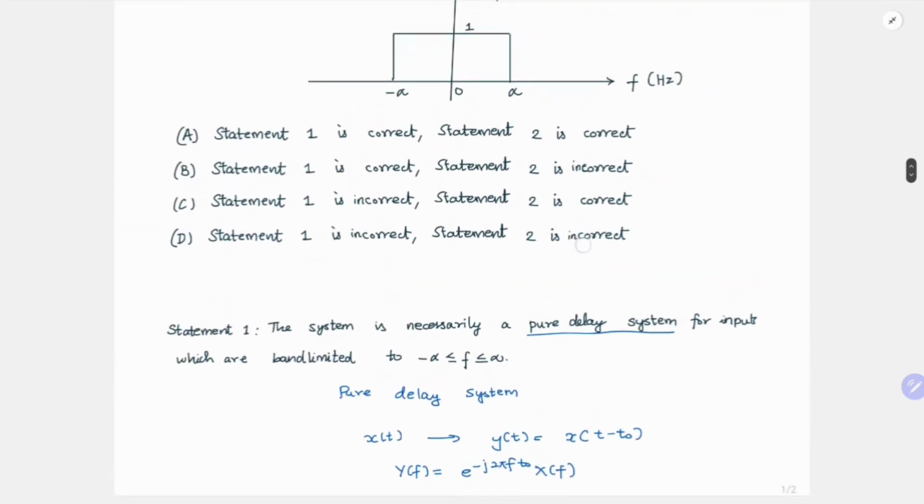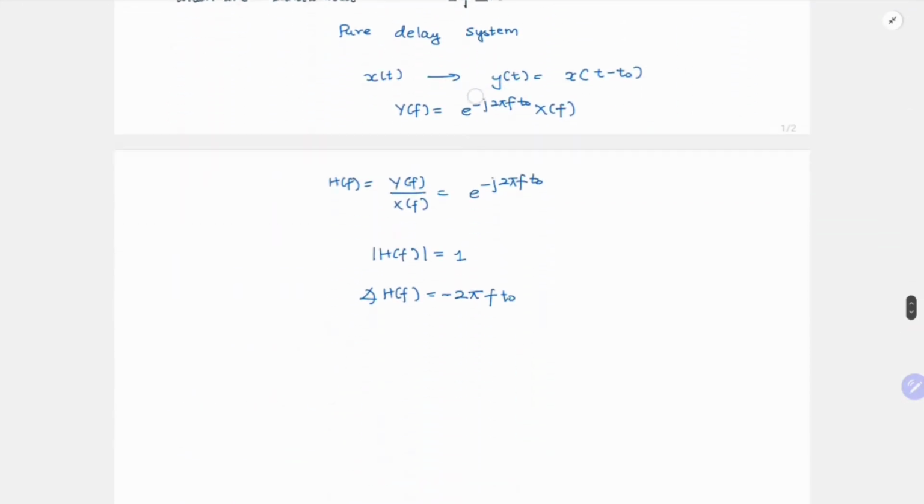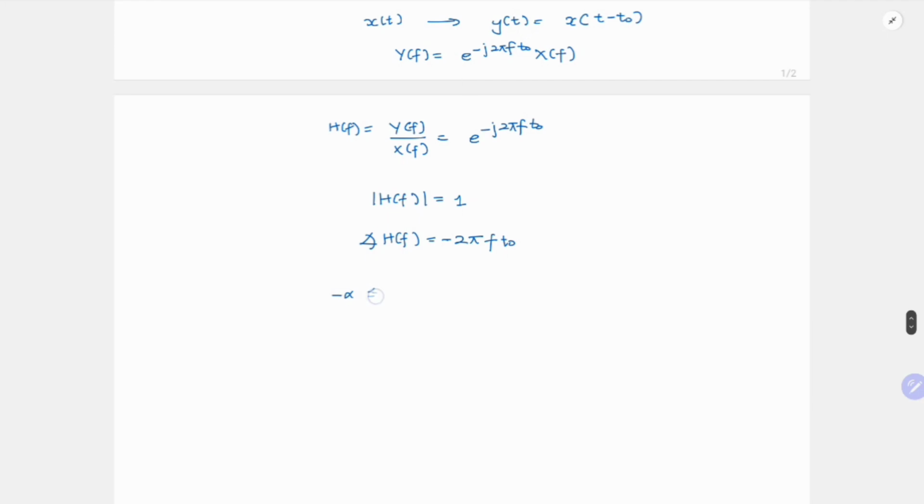Now let us go back and see what is given. We are given only the magnitude response, and the magnitude response is 1 in this interval. We are only concerned with the interval minus alpha less than or equal to f less than or equal to alpha. In this interval, mod H(f) is equal to 1. This is a tick. But for a pure delay system, the phase is also important. Without the phase, it will not be a pure delay system. I'll give an example for that also in a while. So is the phase equal to minus 2 pi f t naught? No, there is no information given about the phase.